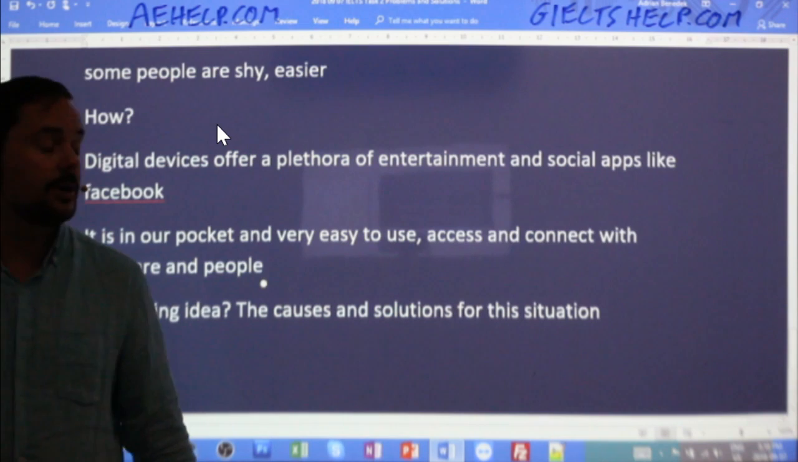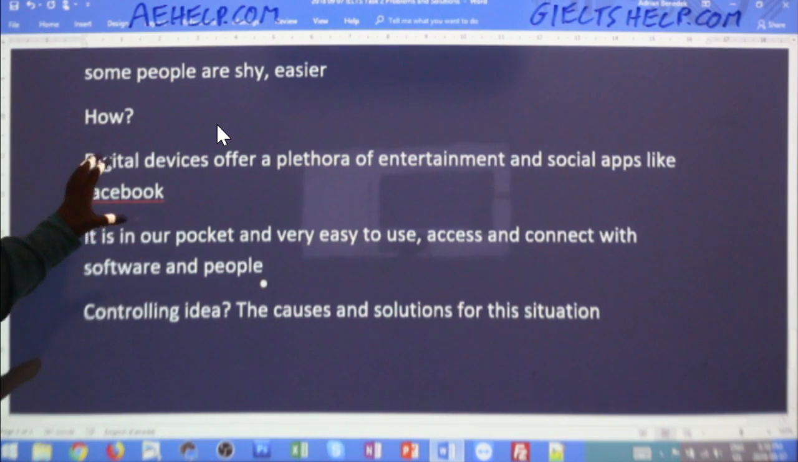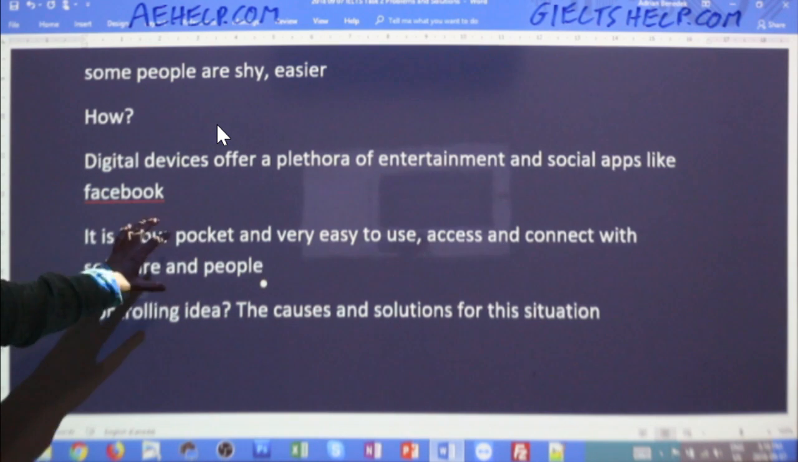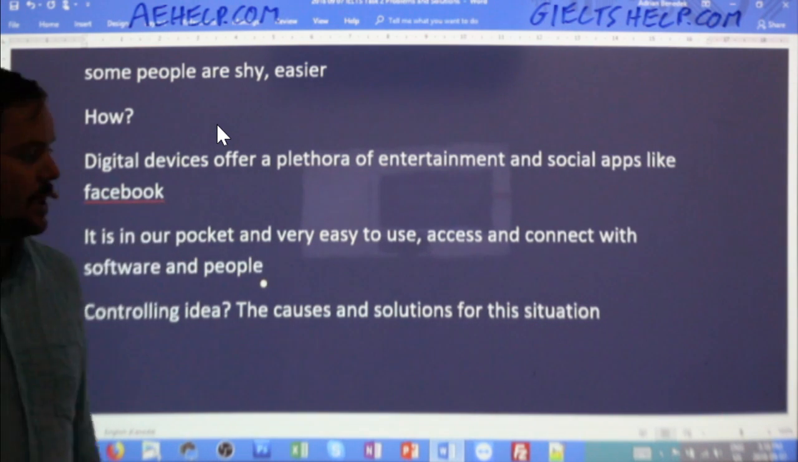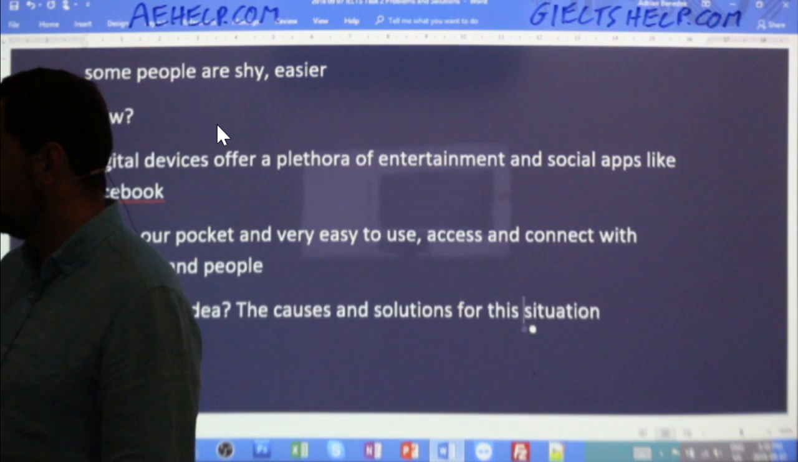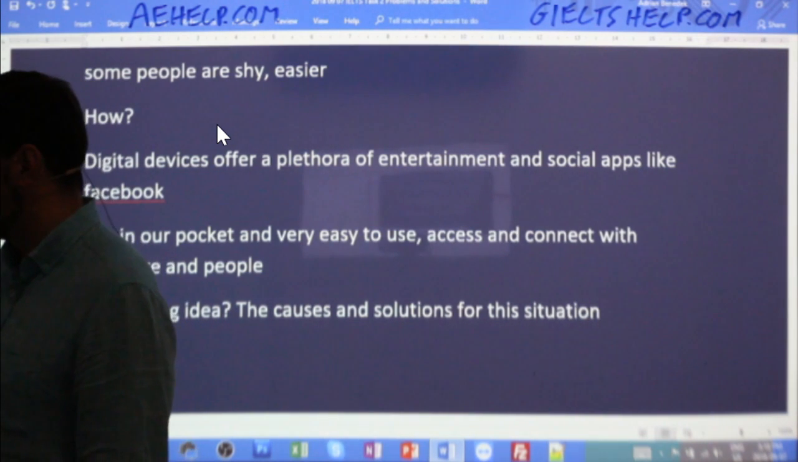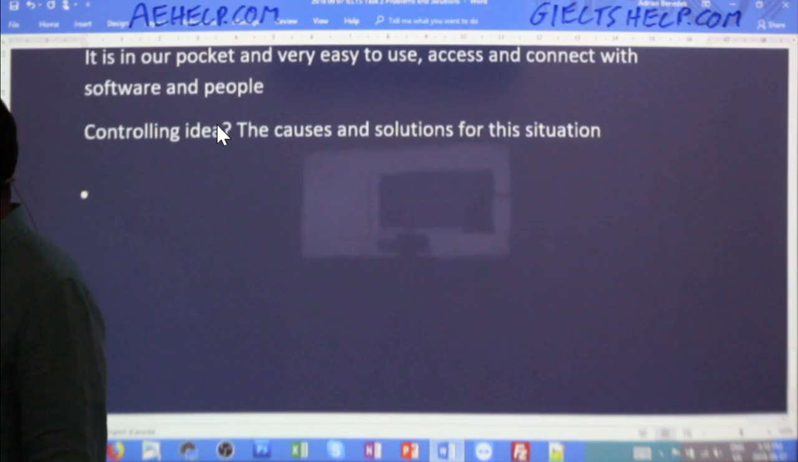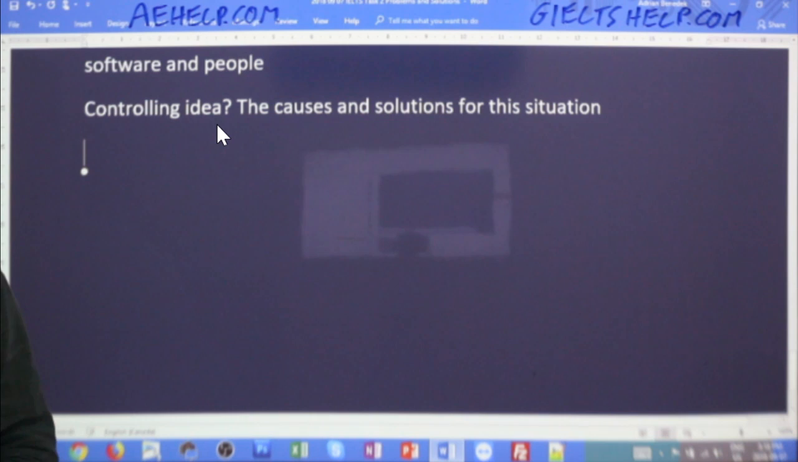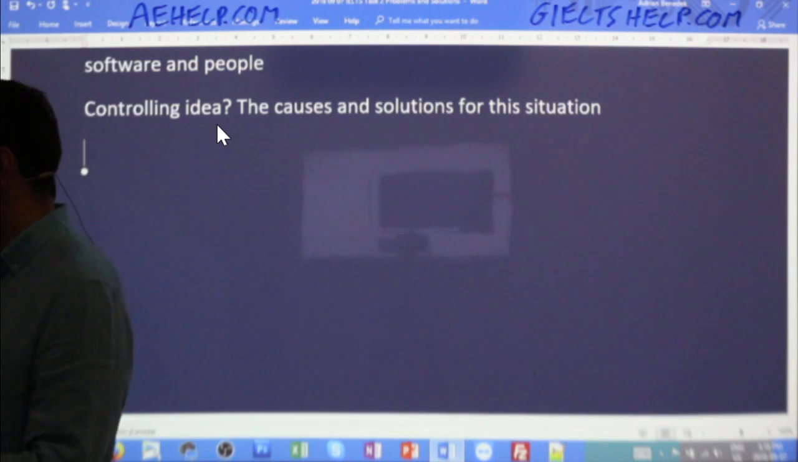So how does that work? The how question obviously is important for explanation and also to come up with the examples in your essay, all right? Now, for causes and solutions for the controlling idea, we kind of have a repetition of the topic here. So instead of focusing on the causes, let's focus on the solutions.